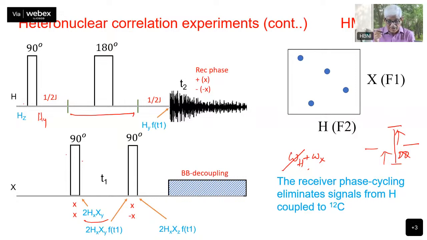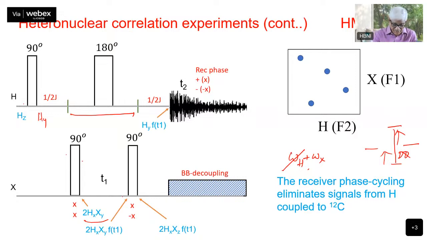But those of you who would like to derive this, you can actually derive this and show that the double quantum coherence terms do not evolve under the influence of the coupling constant between the two. The calculation is a little bit involved, but it can be done. If somebody is interested, I can show that calculation later. You have to use matrix algebra a little bit to show that this does not evolve under the influence of the coupling constant.